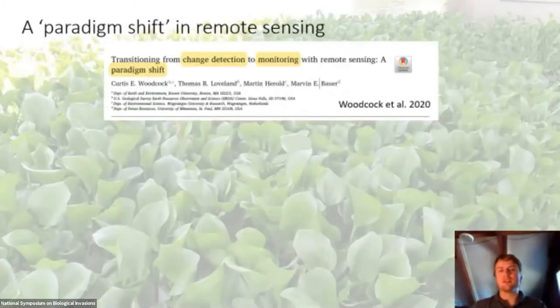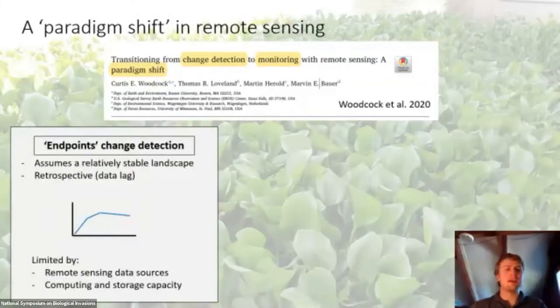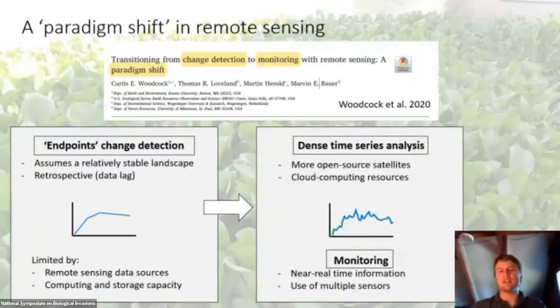In response to this, the field is going through what some authors are calling a paradigm shift, where an endpoints approach to remote sensing is being replaced with dense time series analysis and monitoring. This is largely thanks to two reasons. The first is more open source data available, with more satellites orbiting the Earth, so we're getting more data in every day, and cloud computing resources as well. Previously, it was just impractical to analyze more than a dozen or so images. Now that barrier has fallen away, and we can compute and analyze a lot more data than we previously were able to.